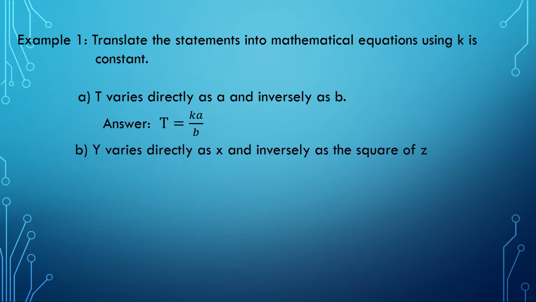Okay, another. We have y varies directly as x and inversely as square of z. O, nanatay nadungag na word square. So, your answer is y equals kx, so directly as x, and inversely as the square of z. So, yung z mo is z squared. Okay? So, yan siya.